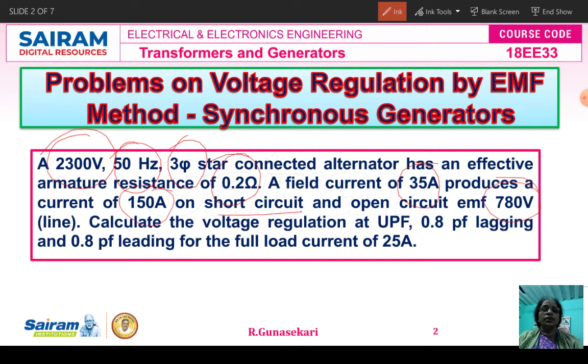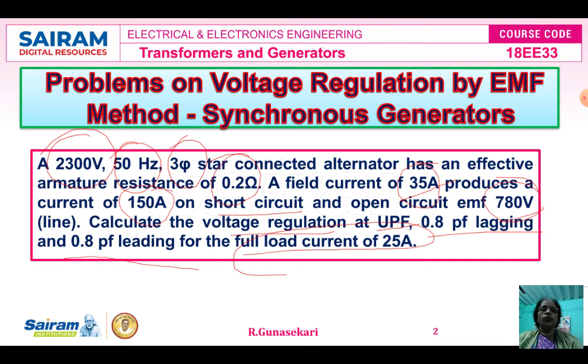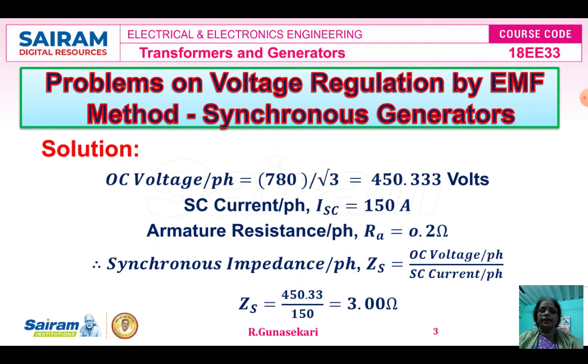From the data of 35 amps and 780 volt, you can calculate the synchronous impedance. Then what is the required data? We can find the voltage regulation under unity power factor, 0.8 power factor lagging, and 0.8 power factor leading. At that time the full load current, that is the rated current, is 25 amps. So this is the given data and the required data.